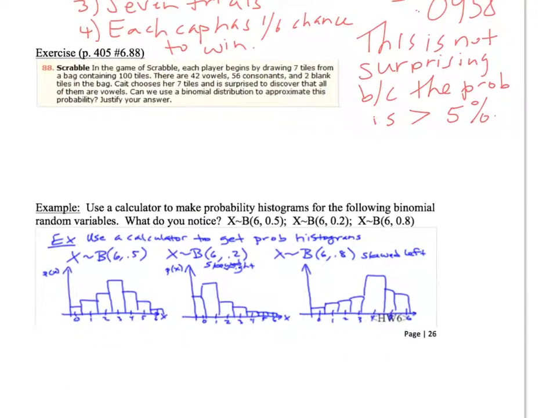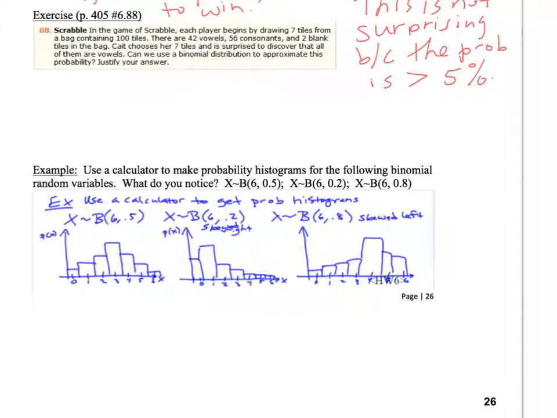Okay, next example is about Scrabble. It may ring a bell. We did this problem in the simulation section of Chapter 5. So in a game of Scrabble, each player begins by drawing 7 tiles from the bag with 100 tiles. There are 42 vowels, 56 consonants, and 2 blanks. Kate chooses her 7 tiles and is surprised that all of them are vowels.